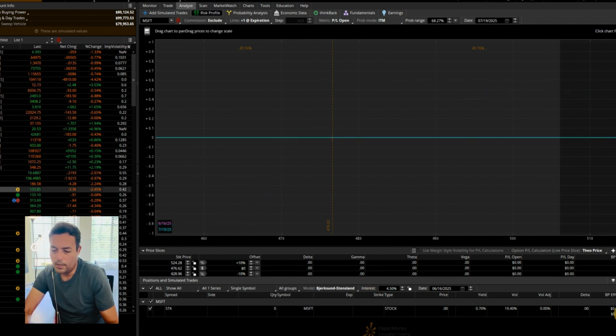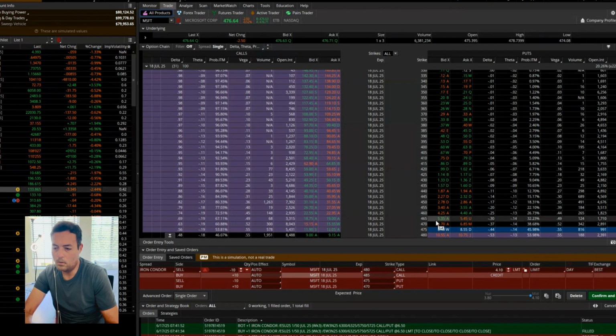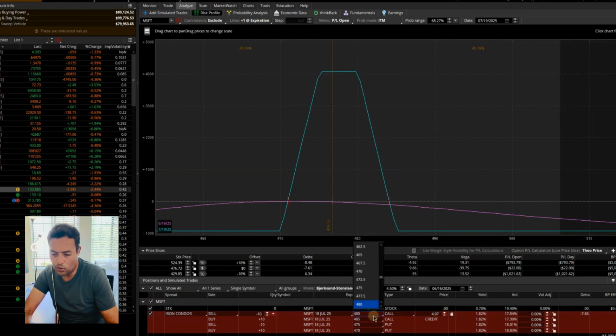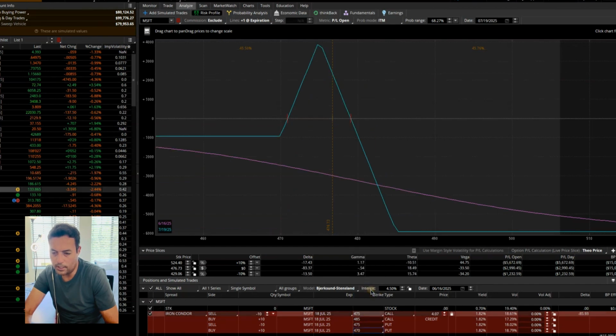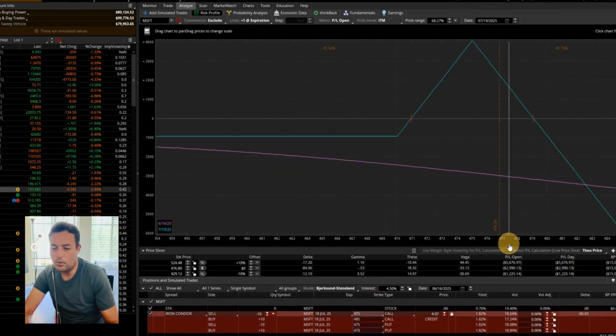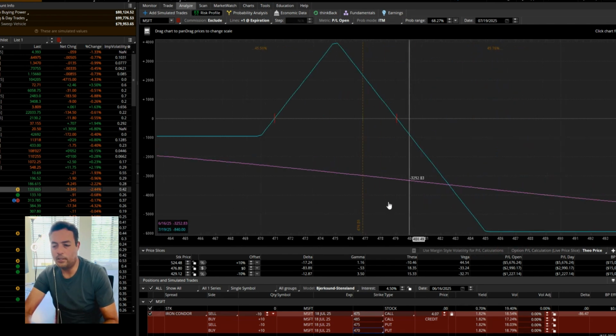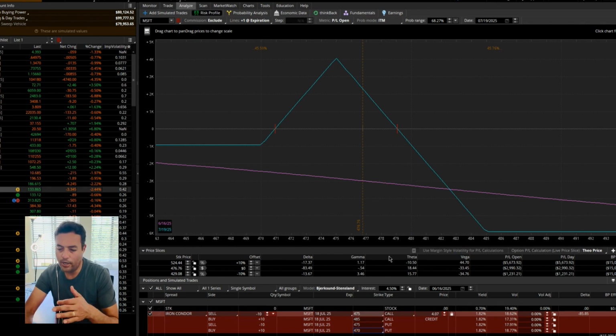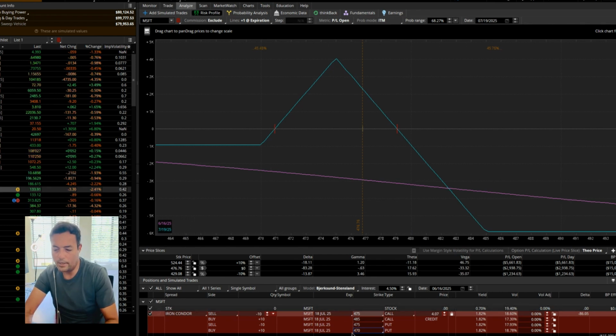Actually, let's set this up again for the iron condor. Let's bring this thing up again. So short call needs to be at 475. Now this is showing you a broken wing, which I will discuss later. This is a broken wing butterfly, which means it's an unbalanced butterfly trade on at least one side.